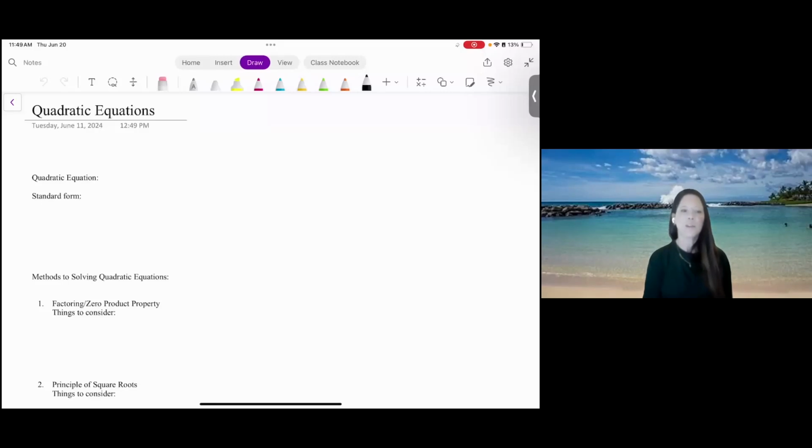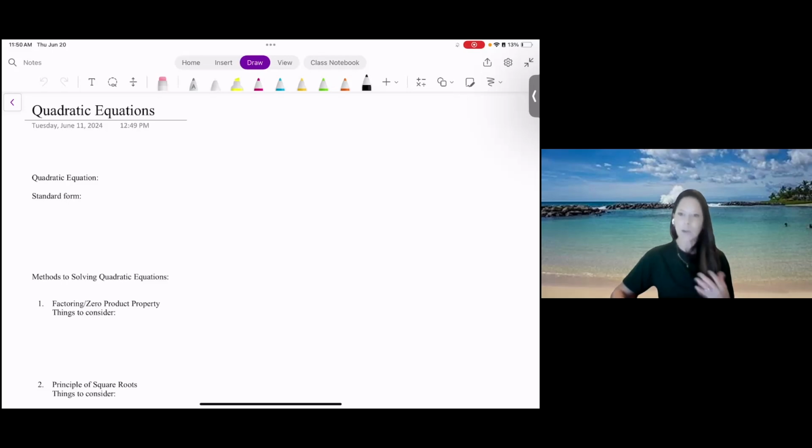Welcome, math people. We are doing quadratic equations today. How do you solve quadratic equations? There are actually about 5 different ways that you can solve quadratic equations, but sometimes you're doing too much. There are simpler ways to solve quadratic equations based on the format of the equation itself. I'm hoping you can learn some tips and tricks today as we do a few examples.